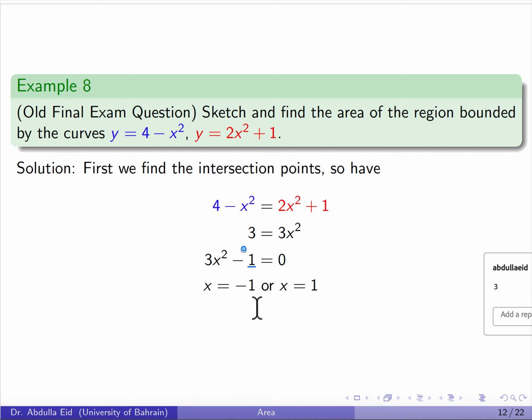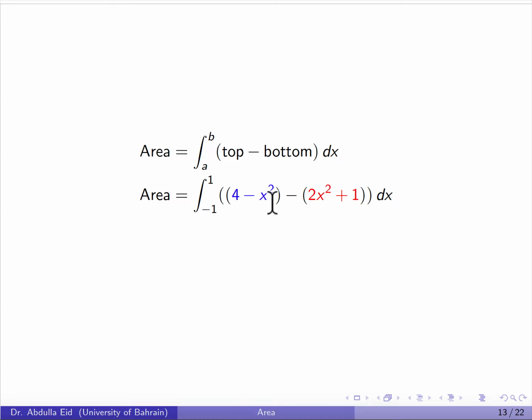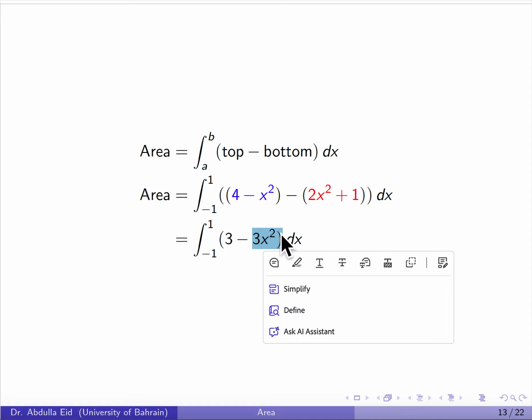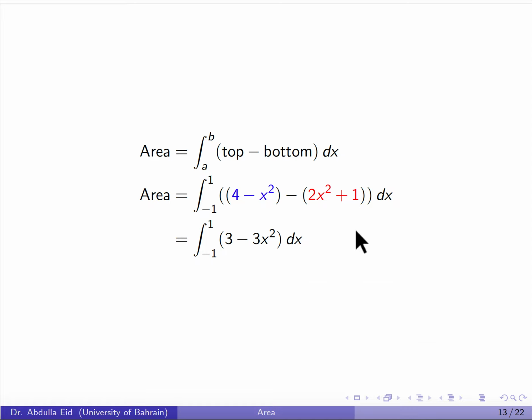Okay, the answers are -1 and 1. So finally we do the integral from -1 to 1, top minus bottom. If we simplify this one, we get 3 minus 3x squared. What is the integral of 3? It will be 3x. What is the integral of x squared? It will be x to the power 3 over 3. So it will look like this.